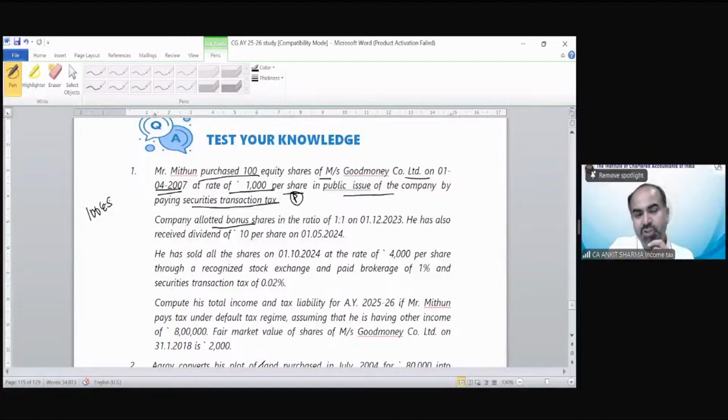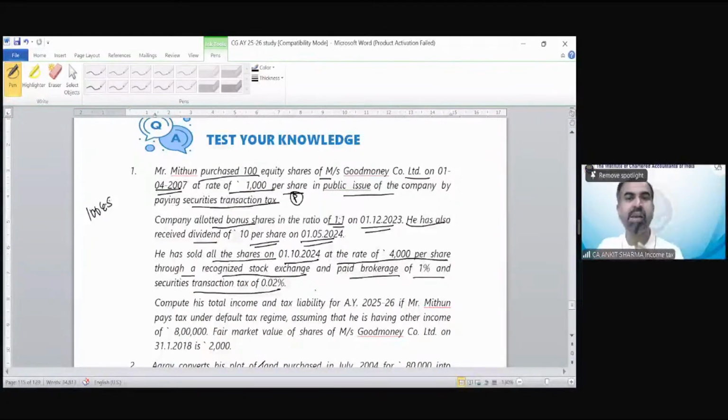Company allotted bonus shares in the ratio of 1:1 on 1st December 2023. He also received dividend of 10 rupees per share on 1st May 2024. He has sold all the shares on 1st October 2024 at the rate of 4,000 per share through a recognized stock exchange and paid brokerage of 1% and security transaction tax of 0.02%.